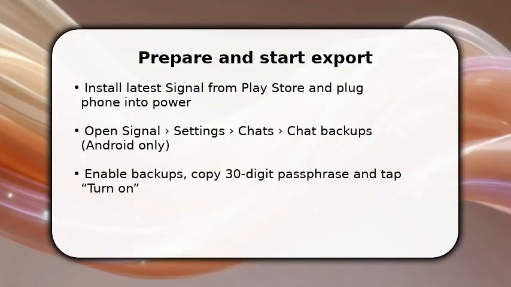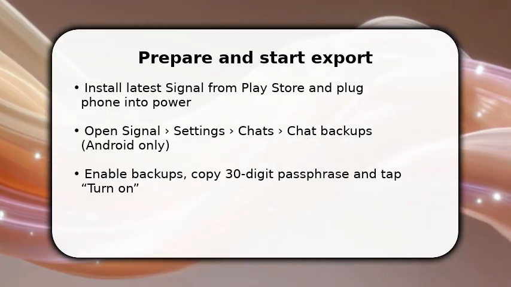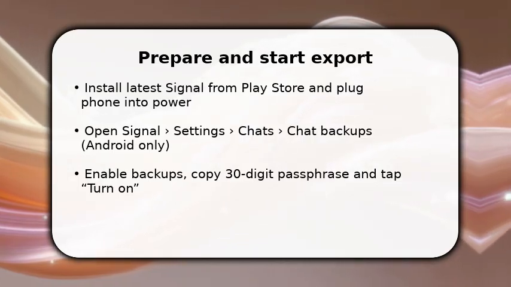Enjoy the video. You start by preparing the phone and initiating Signal's built-in export. Open Signal, go to Settings, Chats, then Chat Backups. Turn backups on right away.